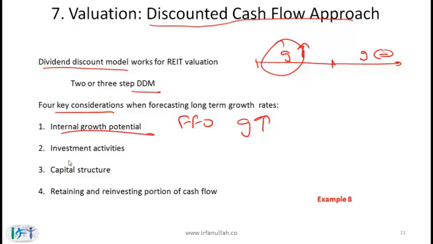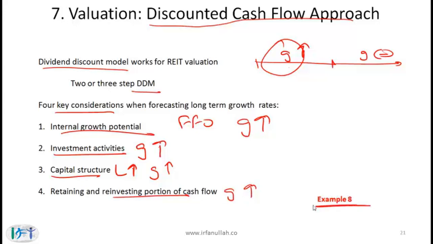Second point is investment activities. Generally, development-oriented REITs that are making several investments are likely to have relatively high growth rates. Capital structure is a slightly tricky item because relatively high leverage implies the ability for a REIT to grow faster in the short run, but generally REIT investors are conservative and prefer lower leverage. So this, as I mentioned, is tricky. And finally, retaining and reinvesting a portion of cash flow. So if we see that a REIT is successfully reinvesting some of its cash flows, then that would contribute to higher growth. Now do example 8.